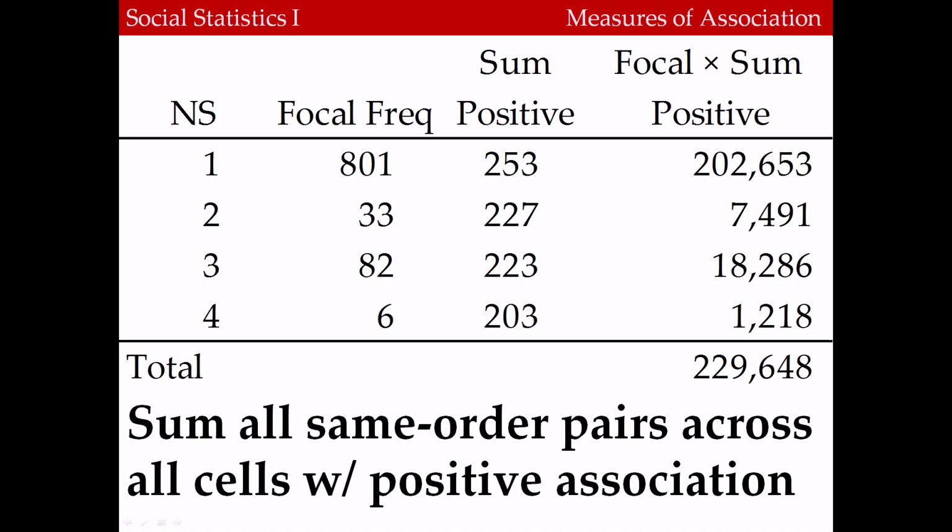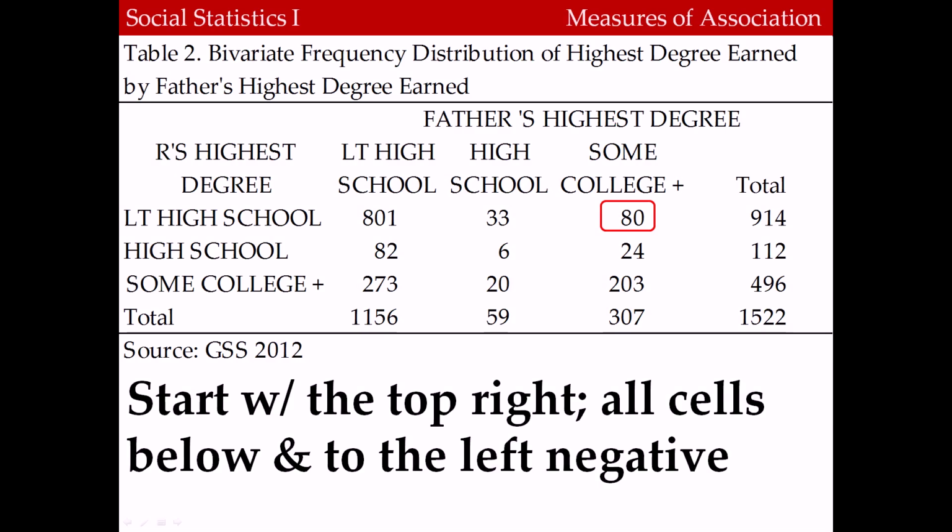And so notice that if we add all the same order pairs across all the 4 cells that we looked at, that is, if we add 202,653 to 7,491 to 18,286 to 1,218, we get a total of 229,648 same order pairs. So that's NS.